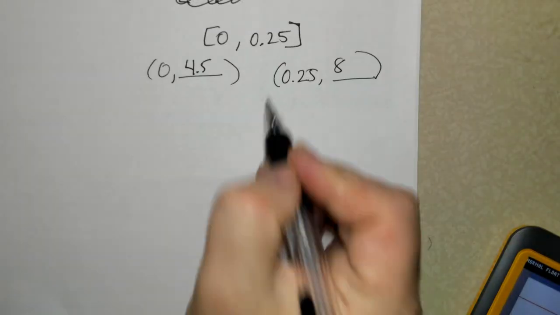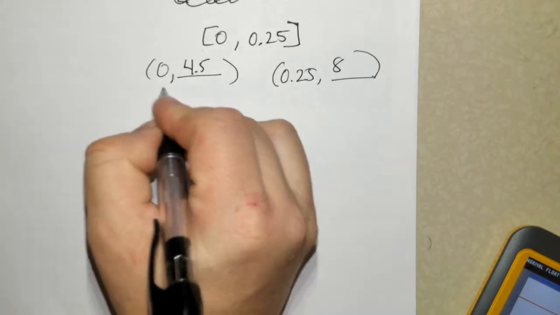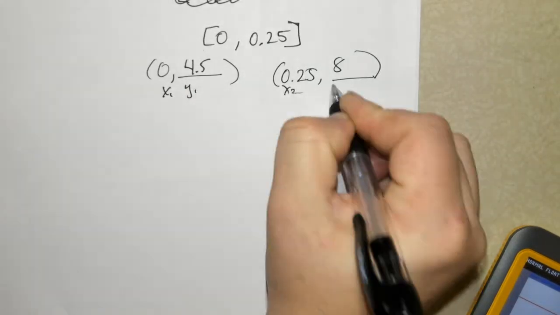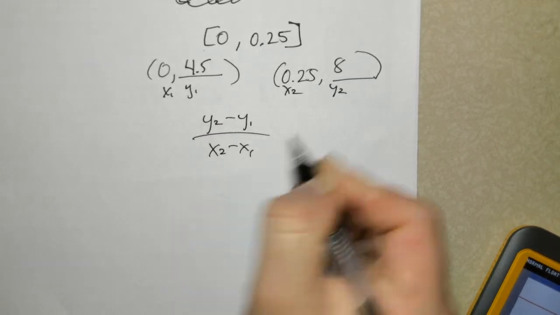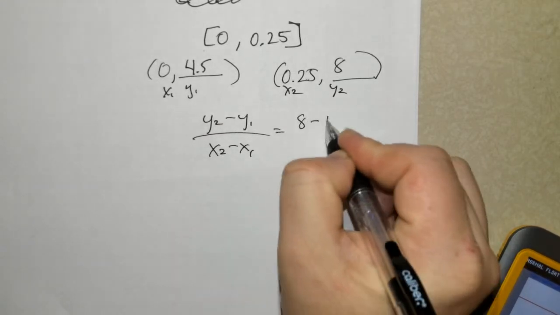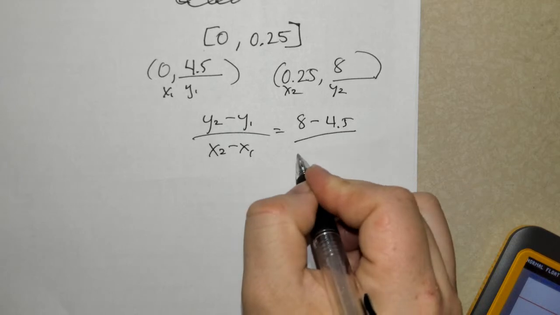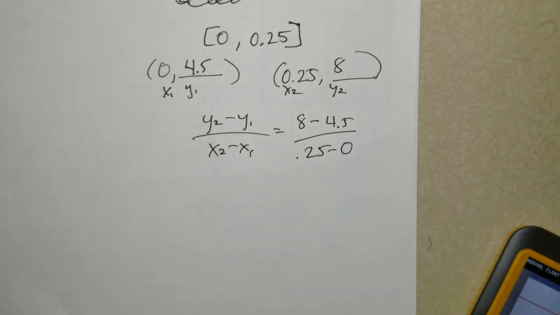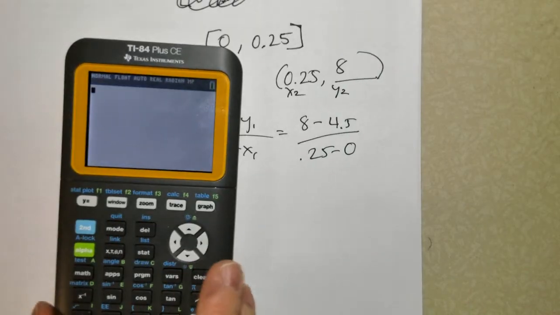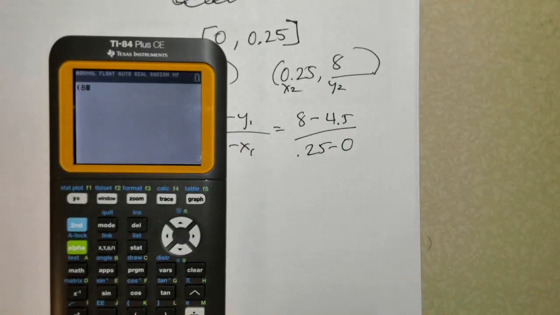Now to find out this rate of change over this interval, it is going to be y sub 2 minus y sub 1 over x sub 2 minus x sub 1. 8 subtract 4.5 over 0.25 subtract 0. Make sure to use parentheses here when you're typing it in.